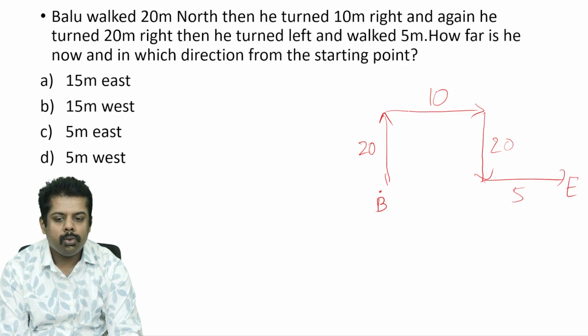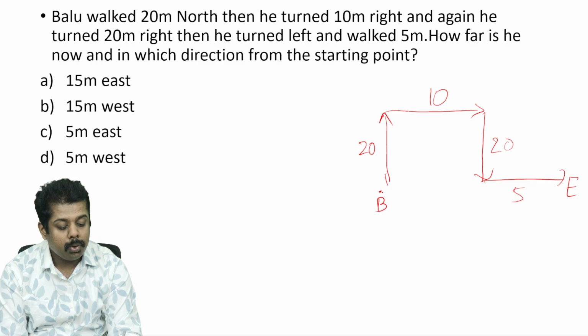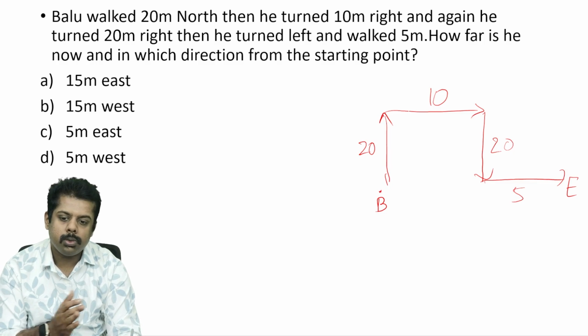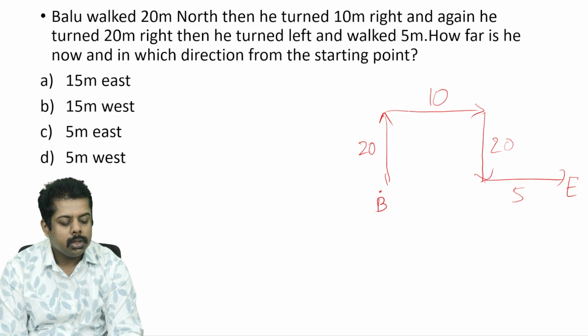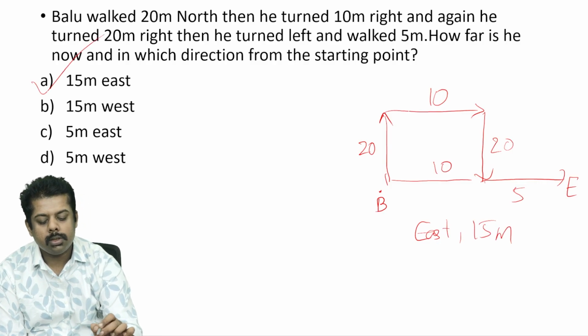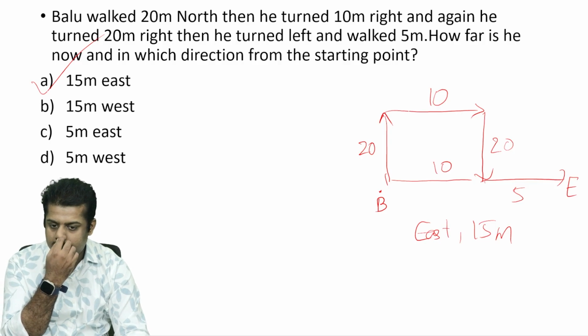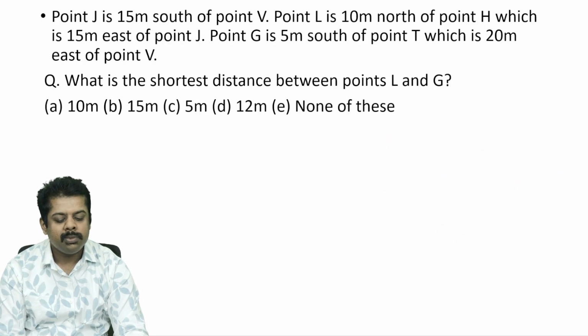So what is the question? How far and in which direction is he from the starting point? With respect to the starting point, it is towards the right, so that direction has to be east. Now the distance is this much, 10, and this is 5. So in total it has to be 15 meters east. That is option A, the final answer. Okay, so we got it.